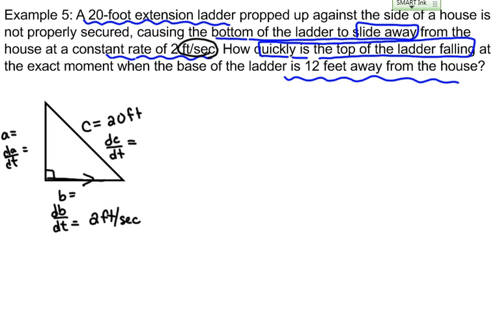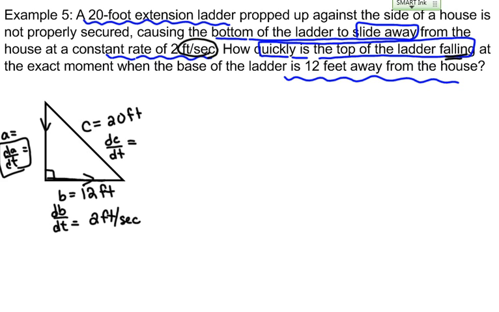How quickly is the top of the ladder falling? So when we talk about a rate, we've got to be talking about this, because we're talking about how quickly that ladder is coming down the wall at the exact moment when the base is 12 feet. So again, our base is B, so we've got this. Any questions about the setup?